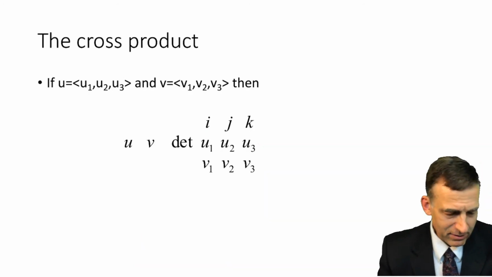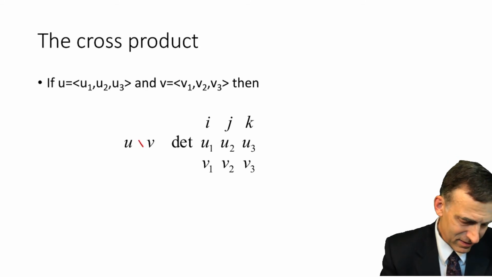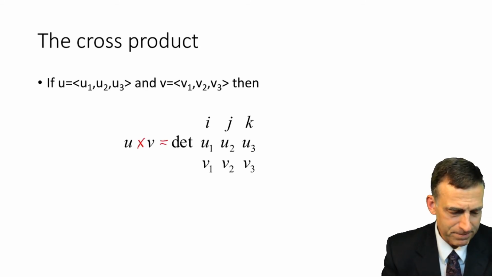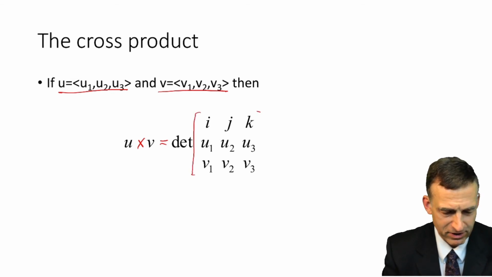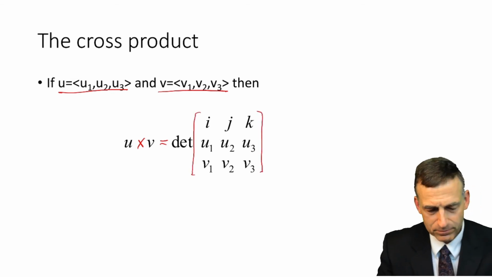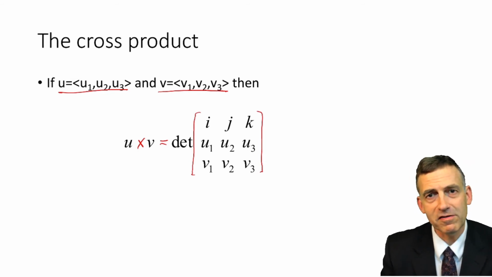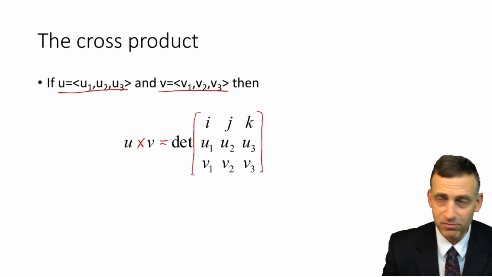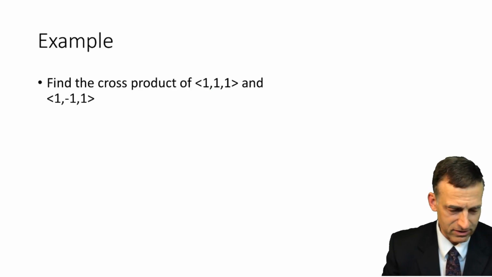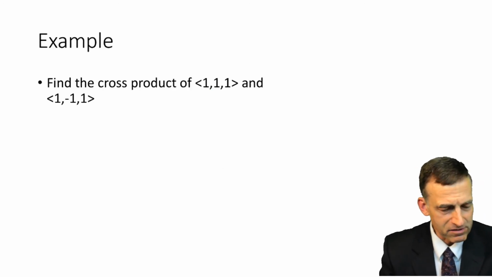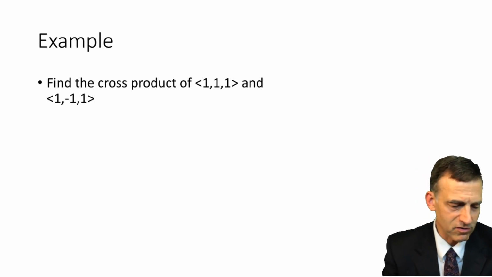Getting back to the cross product, U crossed with V, the cross product of vector U and vector V, is the determinant of this matrix here. It would be helpful if we had an example of this, so we'll do that, and then we'll switch to the next video for the next thing. Let's go back to this. Find the cross product of these two vectors.